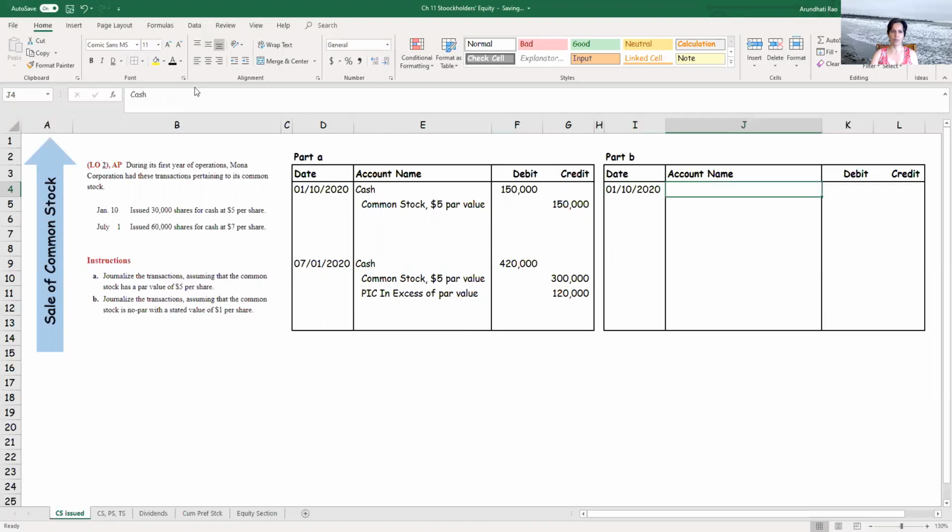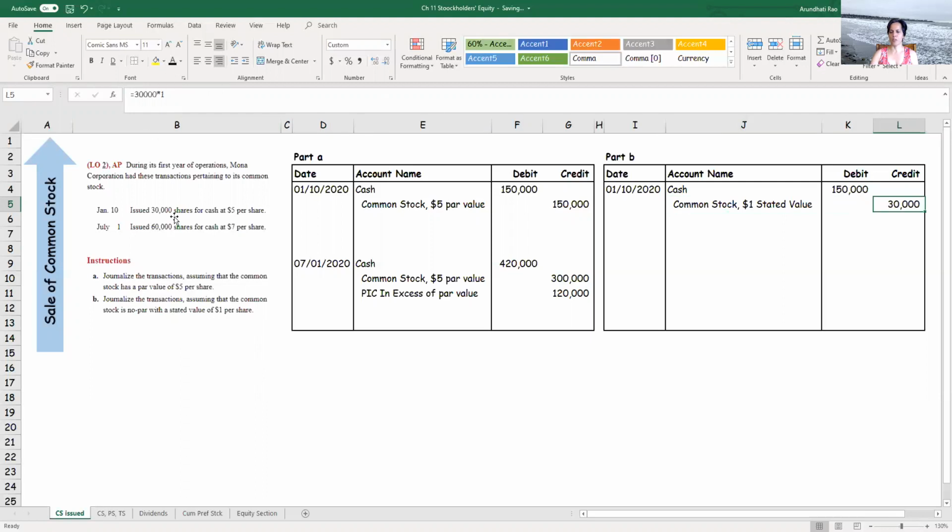How much cash did I receive? That stays the same. That's not going to change. $150,000. I received 30,000 times 5, 150,000. How much will I credit common stock? Now in part B, we are saying it's $1 per share is the stated value. So I will credit common stock $1 stated value. So that amount is going to be 30,000. So 30,000 shares times $1.